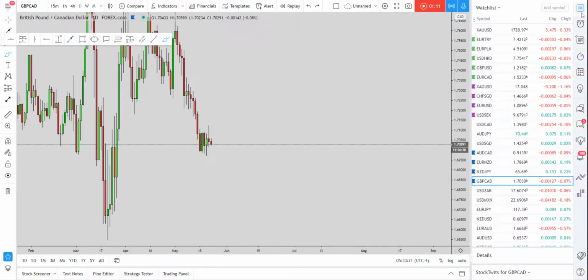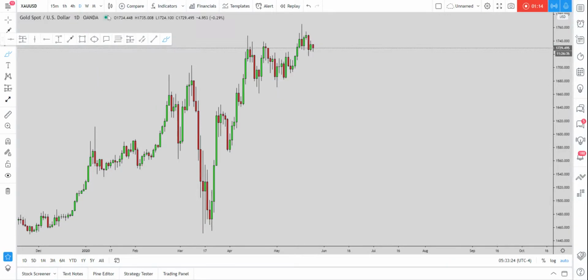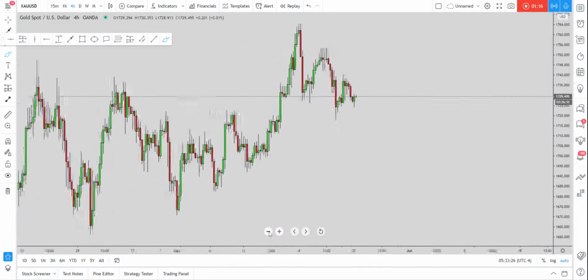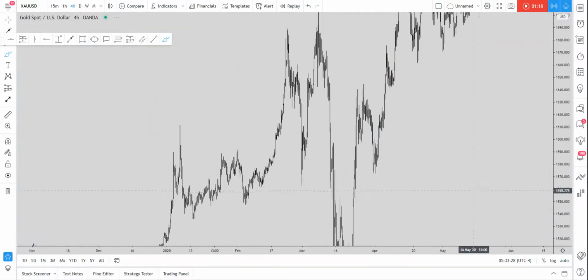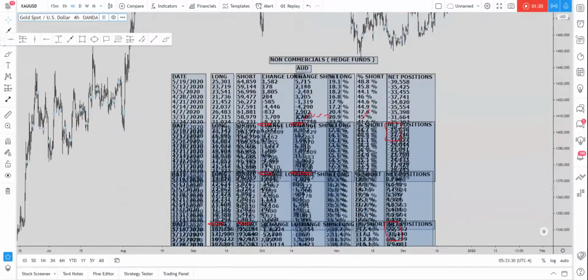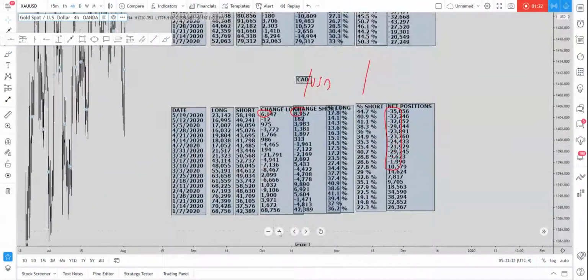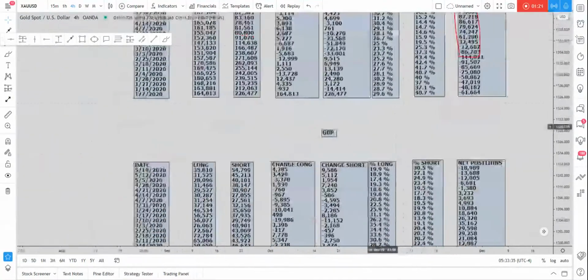Let's go and see what we have from a COT perspective. So commitment of traders, what hedge funds are doing at the moment in the market. Let's see what we have from a GBP perspective, and then we will see what we have from a CAD perspective. Let's start from the pound.